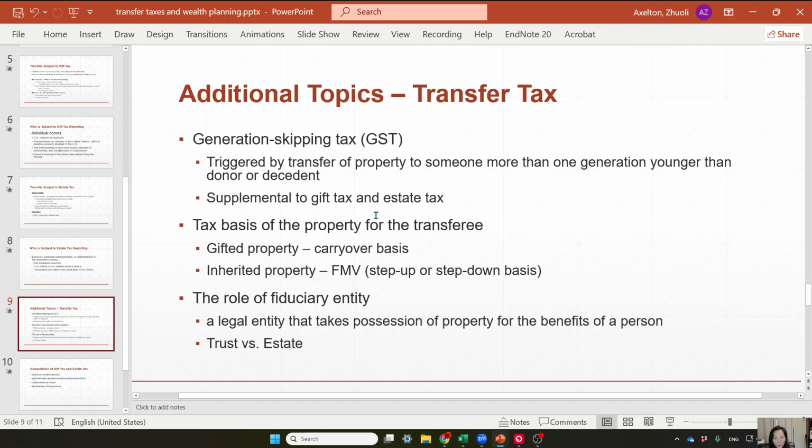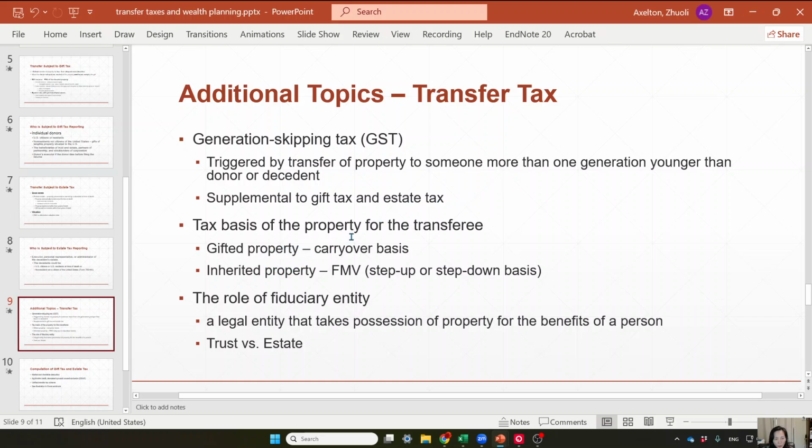There are some additional topics regarding the transfer tax. The generation-skipping transfer tax, the GST, applies to the gift tax as well as the estate tax. Again, these are supplemental to the gift tax and the estate tax, and it normally is triggered by transfer of property to someone more than one generation younger than the donor or decedent. So this is in addition to the gift tax and the estate tax, when there's a transfer of property to someone more than one generation younger than the donor or the decedent.